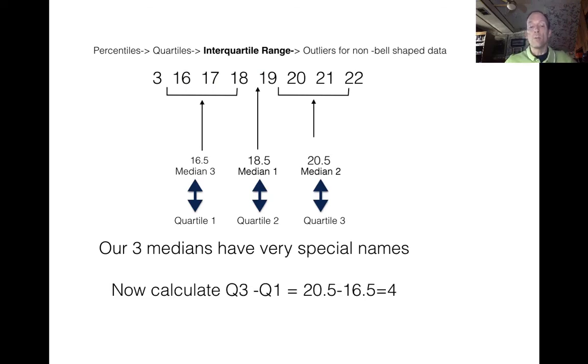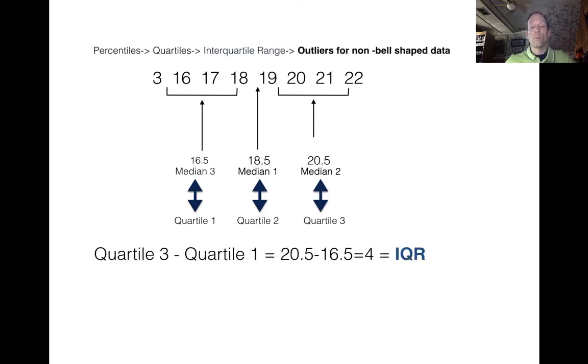Now what we're going to do is take quartile 3 and subtract from it quartile 1. That's going to give us a 4. And I'm going to rewrite that over here. And we're going to label the 4 as the interquartile range, or abbreviated more commonly as the IQR. The IQR is measuring the distance across the middle 50% of our data set.